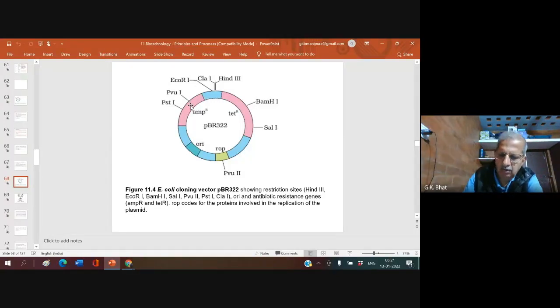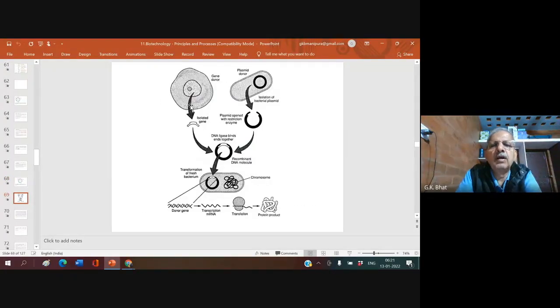Okay, now let us look into this. Can you see here? What is this? This is a gene donor, one bacterium from which we wanted to isolate the gene. And this is a plasmid donor, which has a donated plasmid. From this gene donor, we got a piece of DNA which we are interested in isolating. And this also got cut here. The plasmid got cut open with the restriction enzyme, right?